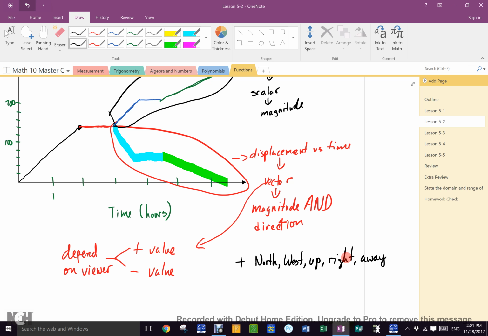So if you move away from your starting point, you have a positive displacement. Does everybody understand? Okay? Now, negatives. What's the negative counterpart of north? South. What's the negative counterpart of west? East. Actually, wait. Never eat soggy wieners. That's the other way around. I was thinking, yeah, it's east and west. Sorry, guys. What's the opposite of up? Down. Right? Left. Away. Towards.